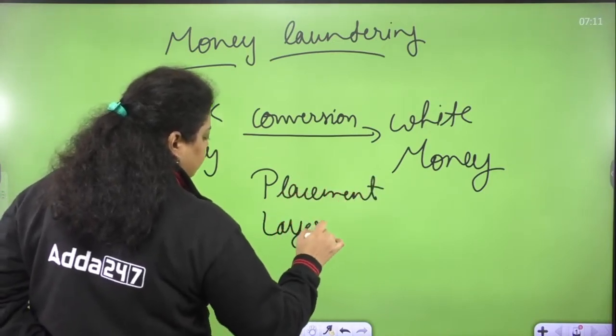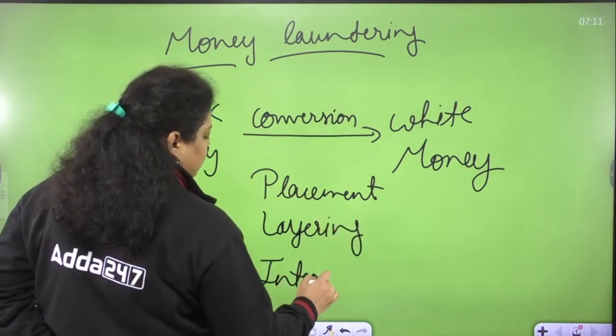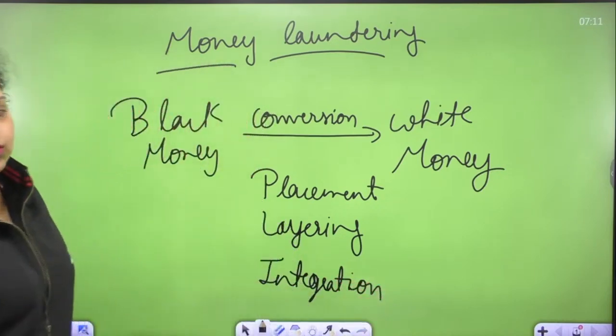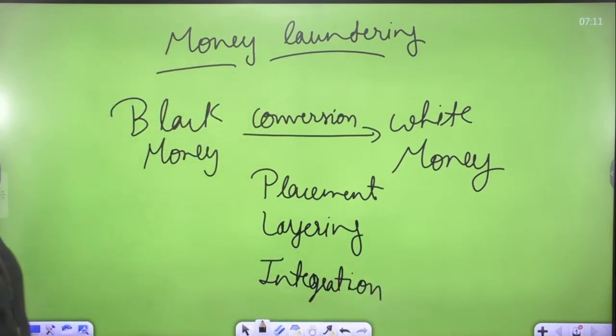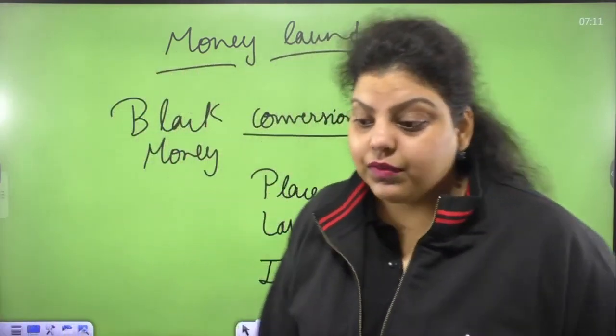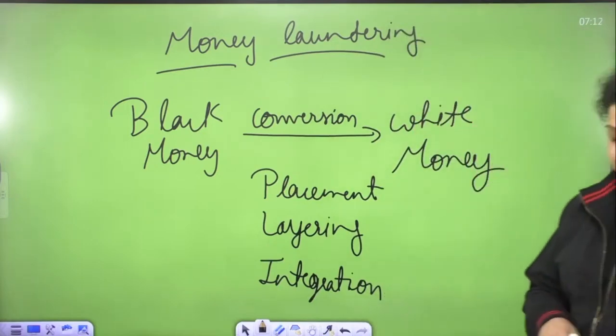layering, and the third one is integration. Placement, layering and integration are the 3 stages of money laundering by which we are converting our black money into white money. Clear? Now, whenever we talk about placement, what actually is this stage?